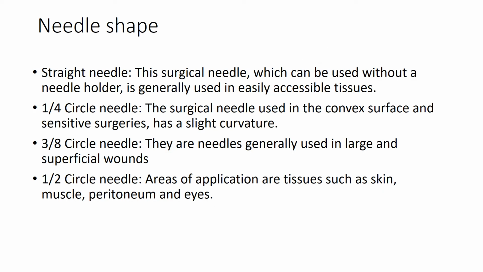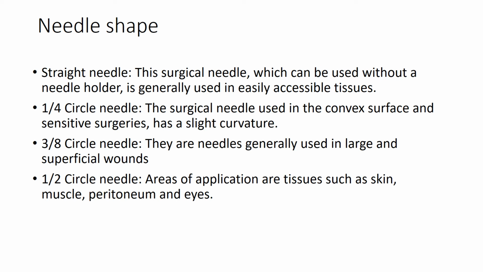Right. Now look at the needle shape. There are many different types of needle shape. We have the straight needle. This surgical needle can be used without a needle holder, and generally is used in easily accessible tissue. We also have a quarter circle needle. This surgical needle is used on convex surfaces and in sensitive surgeries. It has a slight curvature.